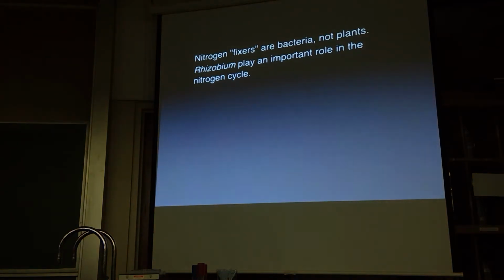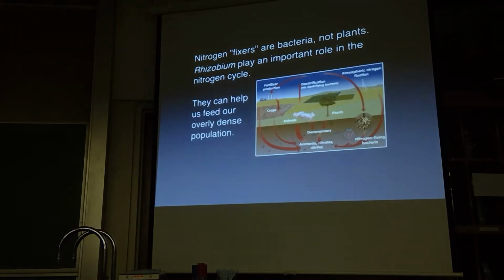So again, nitrogen fixers are bacteria, not plants. Clover, alfalfa, beans, they can't fix nitrogen, but bacteria can. And Rhizobium play a critical role in the nitrogen cycle. They're taking N2 molecular nitrogen, putting it into the soil in a form that plants can use. So this improves the soil.